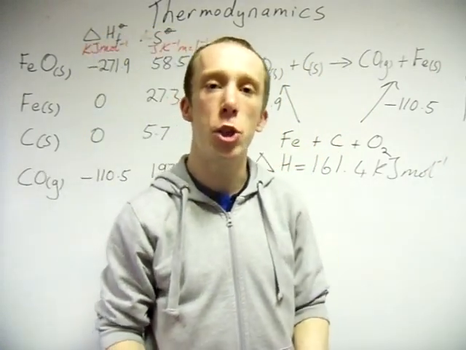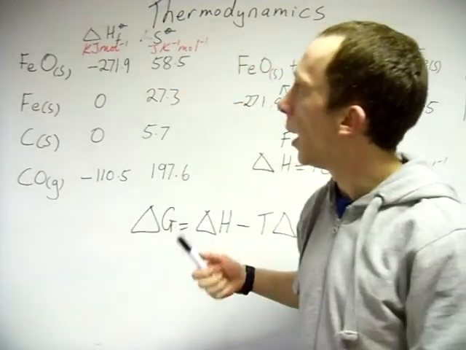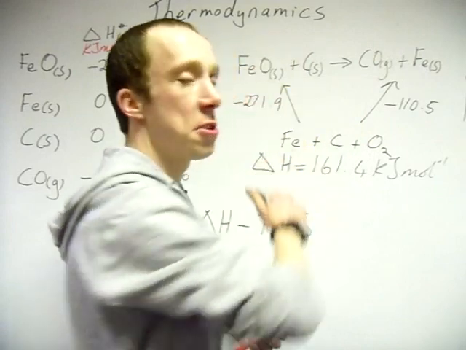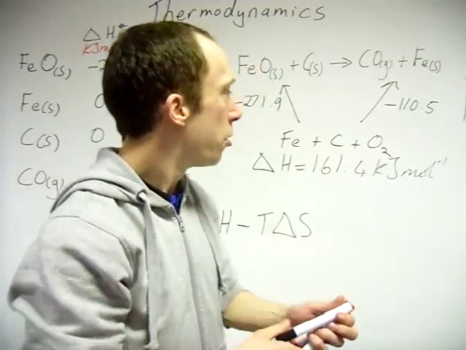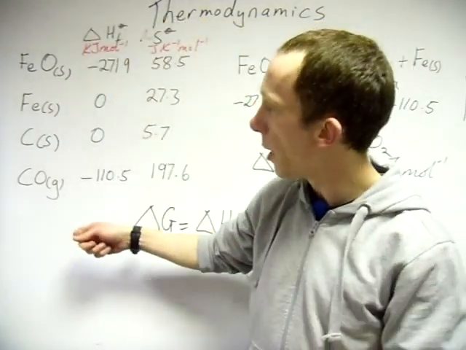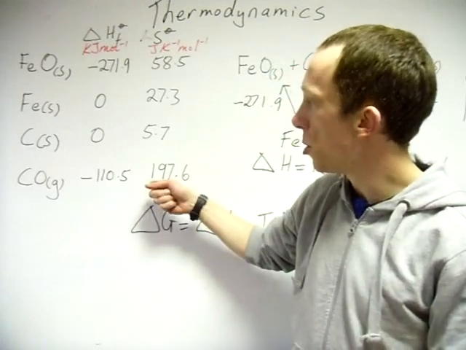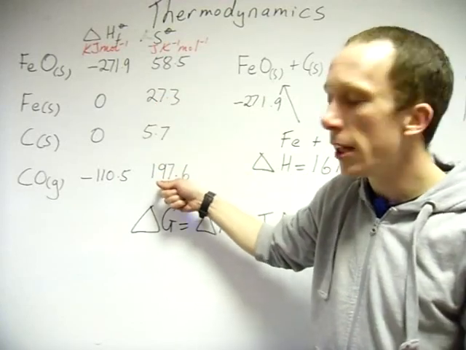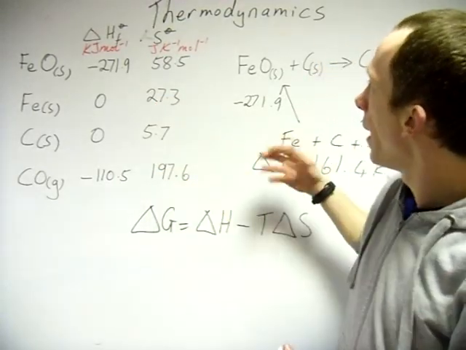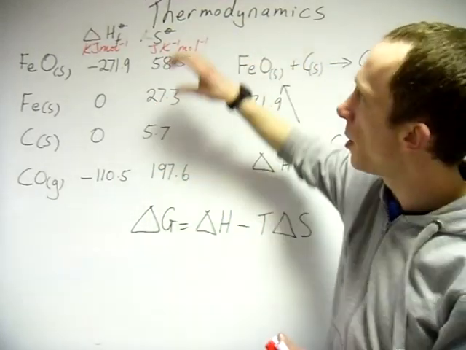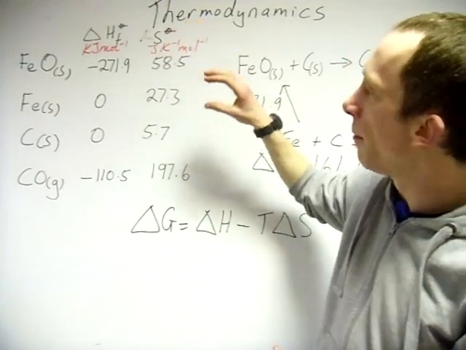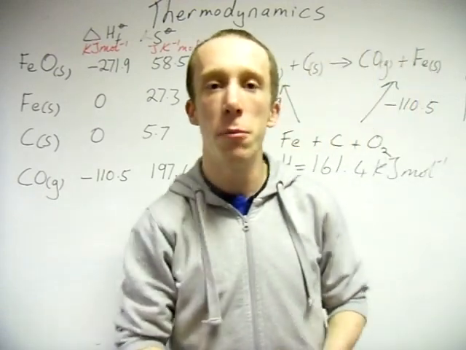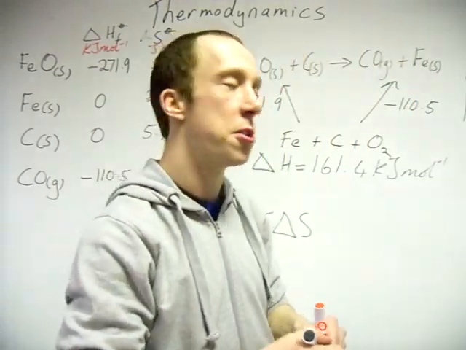Now my entropy change, how to work out that? Well, entropy change equals the sum of the products minus the sum of the reactants. So all I would need to do is I'm going to have my products, my carbon monoxide and iron, add these two together, and then I will subtract the entropies of these. So I will subtract 58.5 and I will subtract 5.7. And that comes out as 160.7.